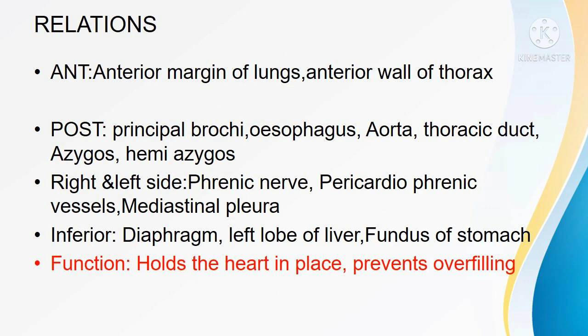Coming to the relations of the pericardium, anteriorly it is related to the anterior margin of the lungs and the anterior wall of the thorax. Posteriorly, the principal bronchi, esophagus, aorta, thoracic duct, azygos and hemiazygos veins. The right and left sides are related to the phrenic nerve, pericardiacophrenic vessels and mediastinal pleura. Inferiorly, it is related to the diaphragm, left lobe of the liver and fundus of the stomach. Coming to the function of the pericardium, it holds the heart in place and prevents overfilling.